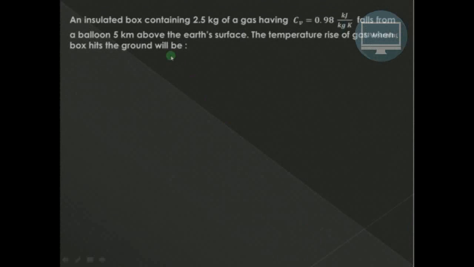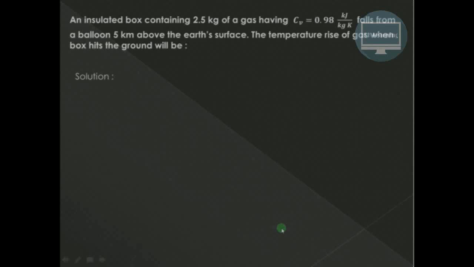Now the next example: the insulated box is containing some 2.5 kg of gas, and the gas is having specific heat at constant volume as 0.98 kilojoule per kg Kelvin. And it falls from a balloon which is at a height of 5 km above the Earth's surface. And we have to find out what will be the temperature rise of that particular gas when the box hits the ground.